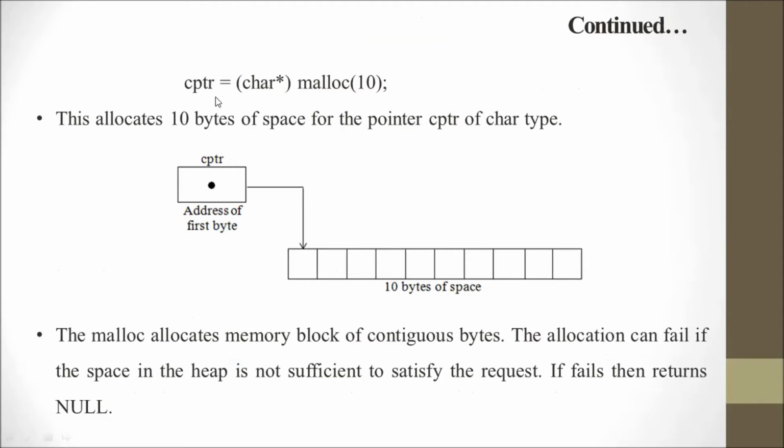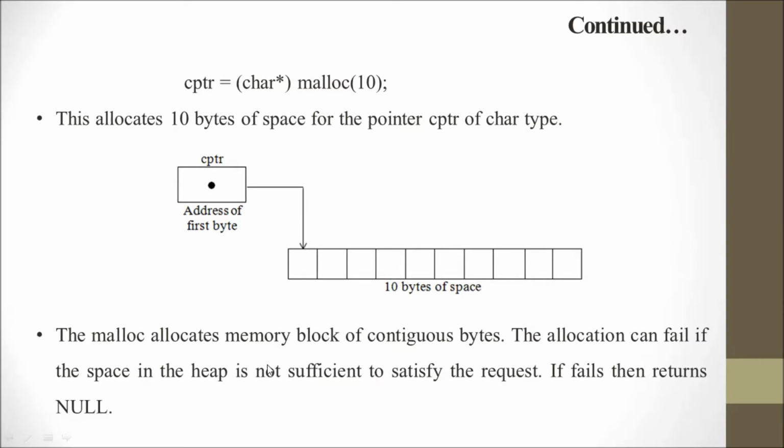Here, cptr, the character pointer, is equal to (char *) malloc(10). So this indicates 10 bytes. This allocates 10 bytes of space for the character pointer of character type. Suppose this is the pointer cptr, holding the address of the first byte. These are the 10 bytes, and this character pointer points to the first block of this allocated space.